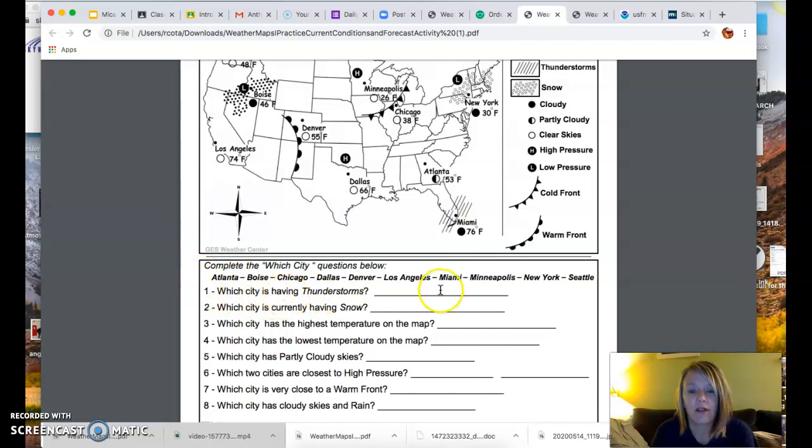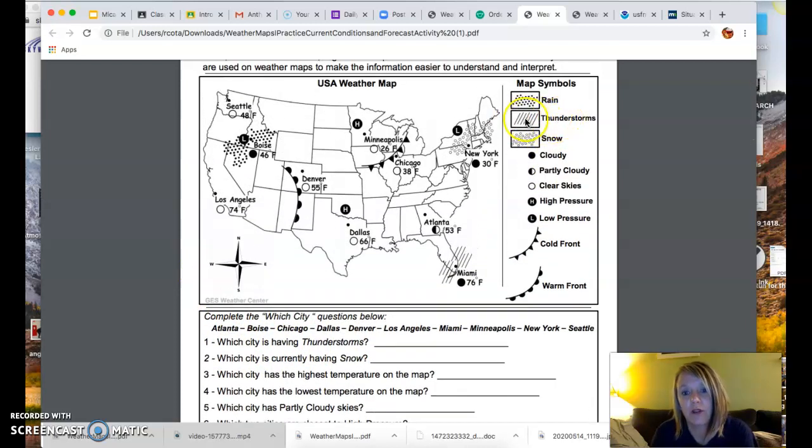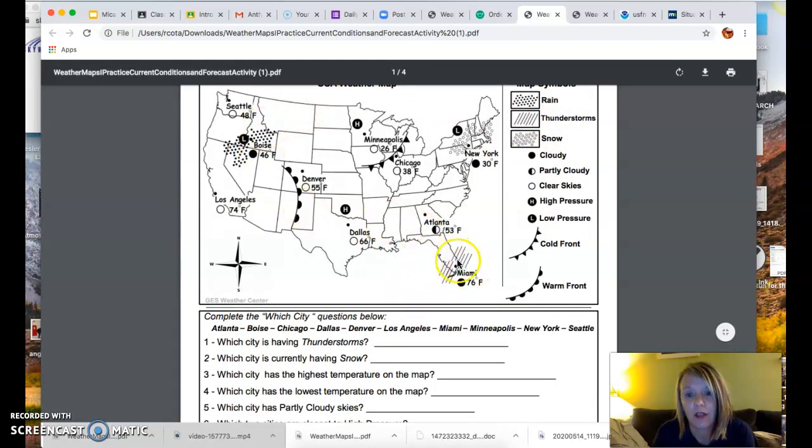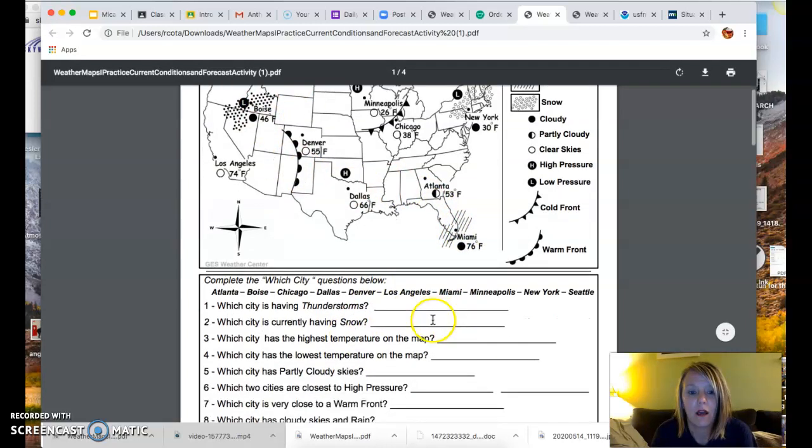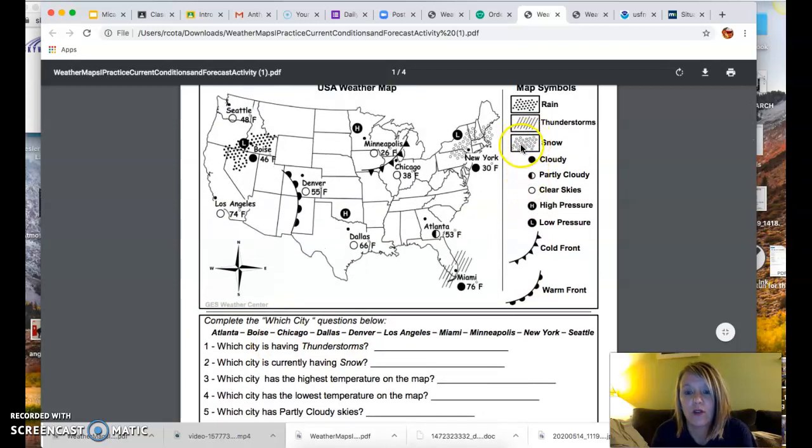Okay, so which city is having a thunderstorm? You would look up here, look for the symbol, look around the map, and you would see that the answer to number 1 is Miami. Which city is currently having snow? Snow is these little circles that are not filled in. So this is rain over here, thunderstorms, and snow would be up there by New York.